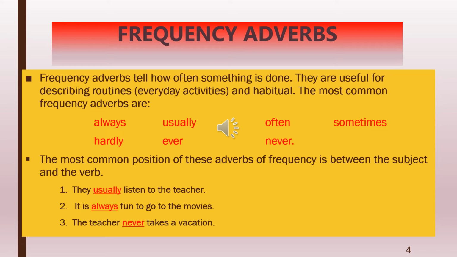Now, number 2: It is always fun to go to the movies. You place the frequency adverb between the subject and the verb. The subject right here is it, and the verb is fun. And we place the frequency adverb in the middle of it and fun, in the middle of subject and verb.